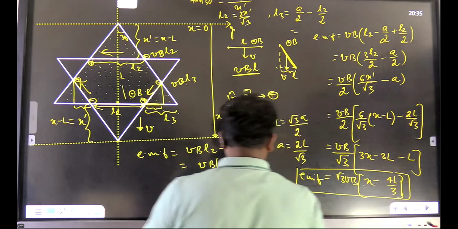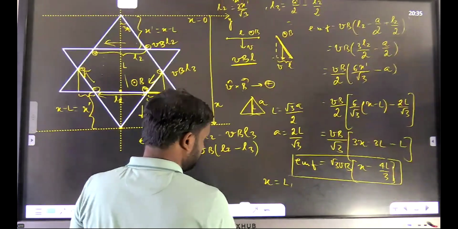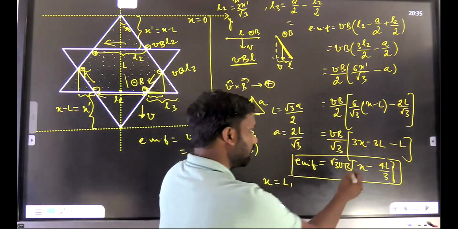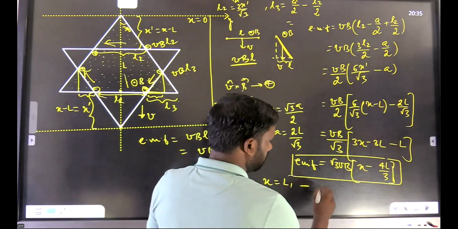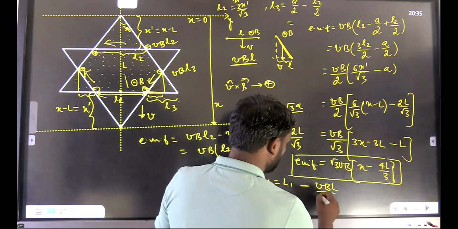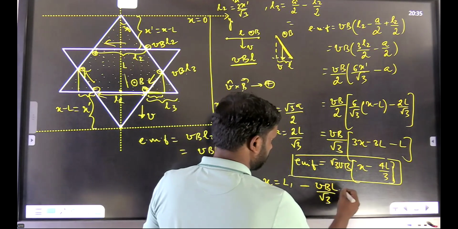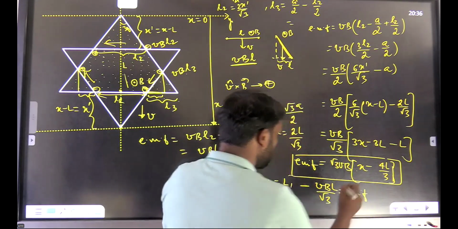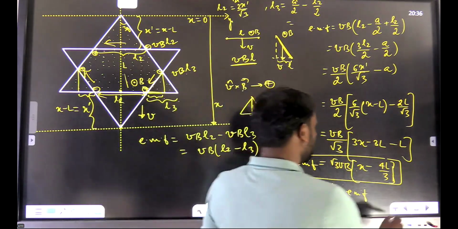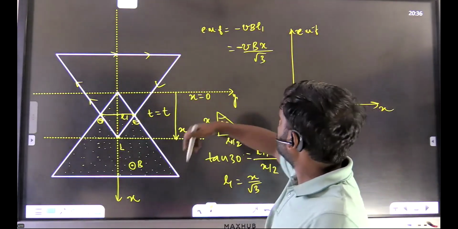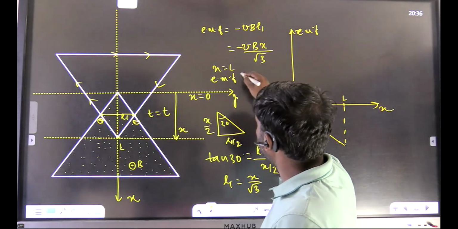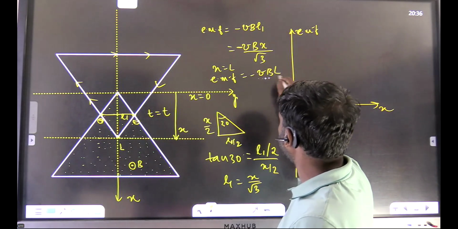All right, now you see here, that is the EMF. At x equal to L, when you put x equal to L, you will get a negative value here. So you get minus VBL divided by root 3. That is the value of EMF. Here, when it was entering the magnetic field, if you put x equal to L, you also get EMF equal to minus VBL divided by root 3.